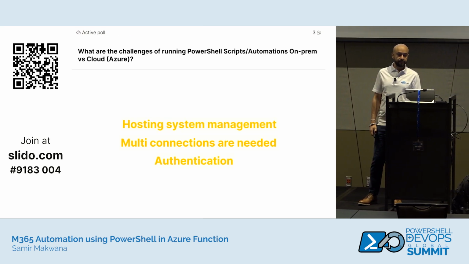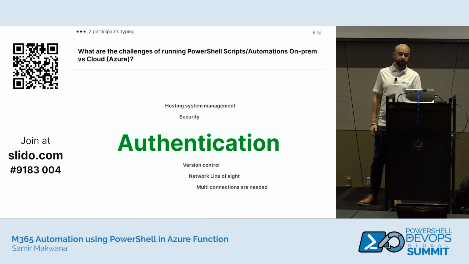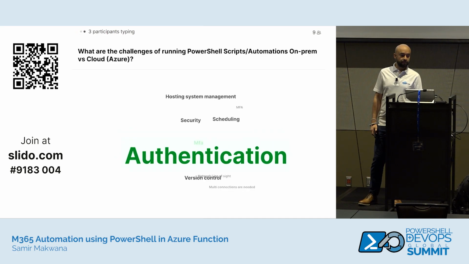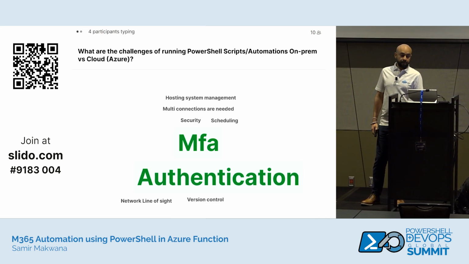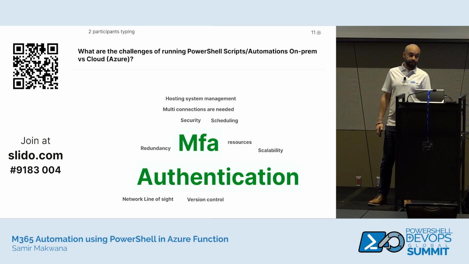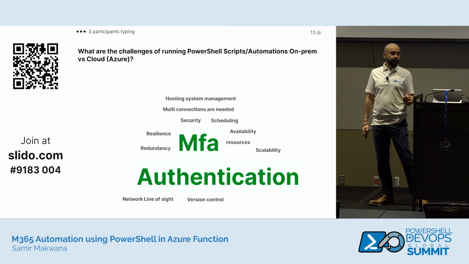Yeah, hosting system, authentication, network line of sight, authentication. Yeah, it's coming out. MFA, security. Wow, okay. Version control, scheduling, interesting. Scalability, redundancy, resources, resilience, great.